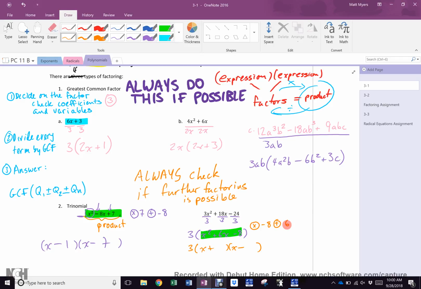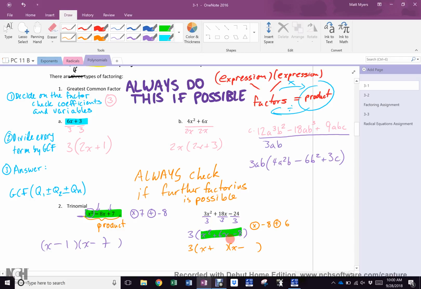It's not 4 and 2, is it? Why? Because the signs don't work, right? 4 minus 2 is not 6. 2 minus 4 is not 6. So this looks factorable, but it isn't, is it?